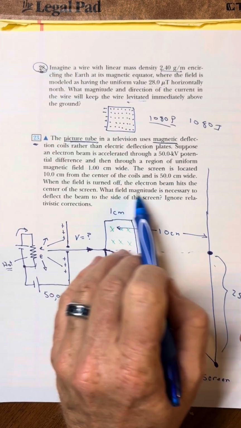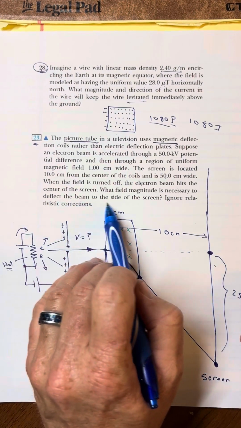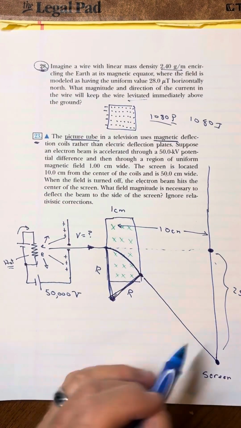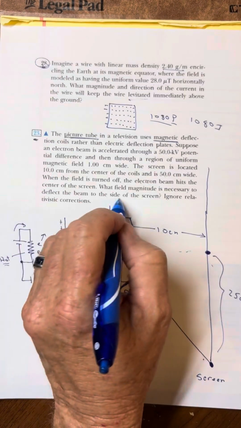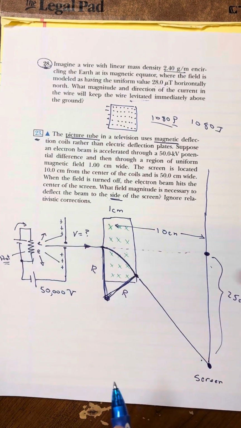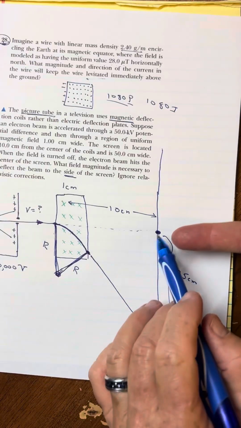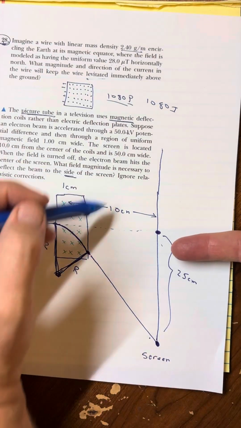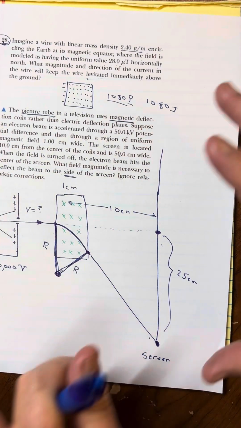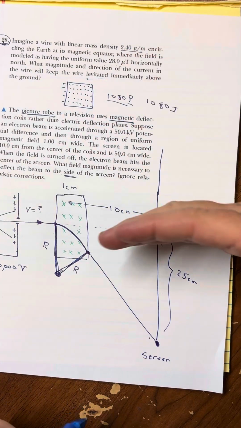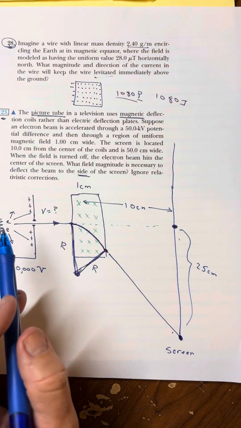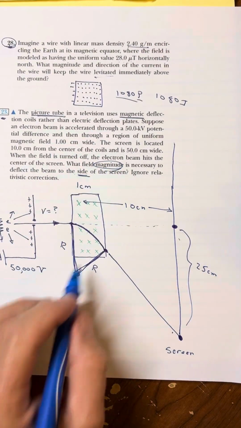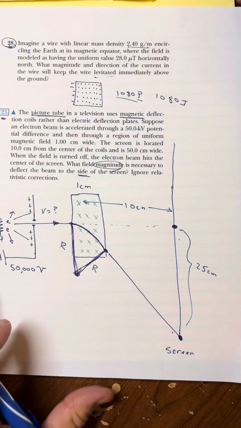What field magnitude is necessary to deflect the beam to the side of the screen? So all the way down. So all the way down, we got to deflect at 25. Now, they do say the side, so it might mean left or right. So if I was a viewer looking in from this side, I might need a field going down this way. But it looks better on my picture if you let me go and draw it up and down instead of in and out of the screen here. Okay. So again, that's our goal. What is the strength of that magnetic field?